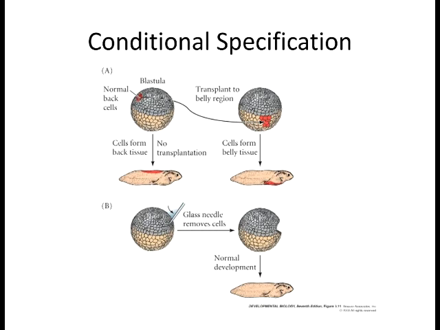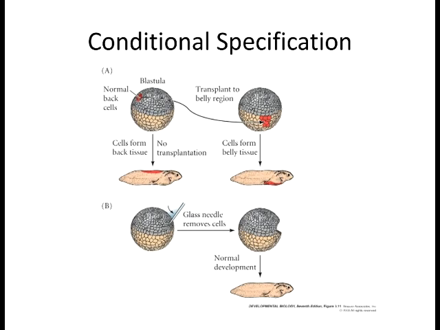Okay, so those are the three modes of specification. Again, conditional. If you move cells from one spot to another, they will respond differently to a different area based upon the signals, the morphogen gradients, and the cell-to-cell signaling that goes on in that particular area. Now, there comes a point where the cells become determined. Remember, when they're determined, when you move them to another place, they no longer respond to various signals that are already established in their fate.